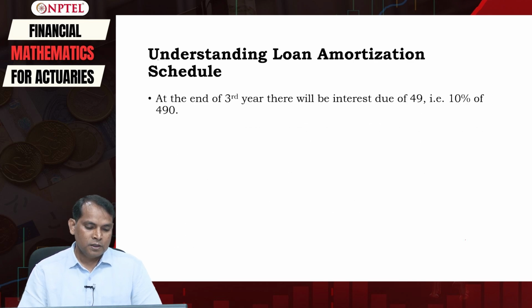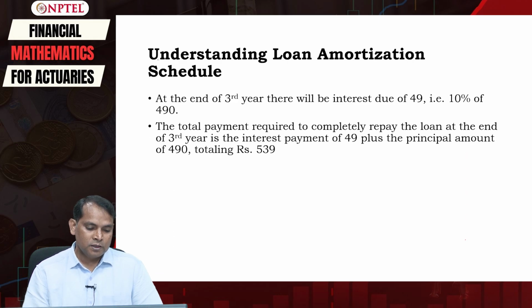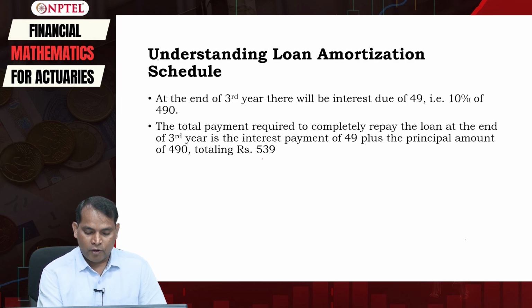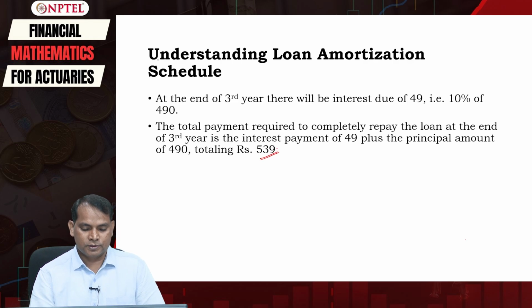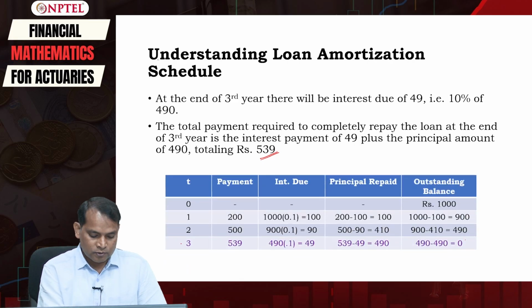Similarly, at the end of third year there will be interest due of 49 rupees, that is the 10% of 490. The total payment required to completely repay the loan at the end of third year is the interest payment of 49 plus the principal amount of 490, totaling 539 rupees. Okay, again it will look like this.